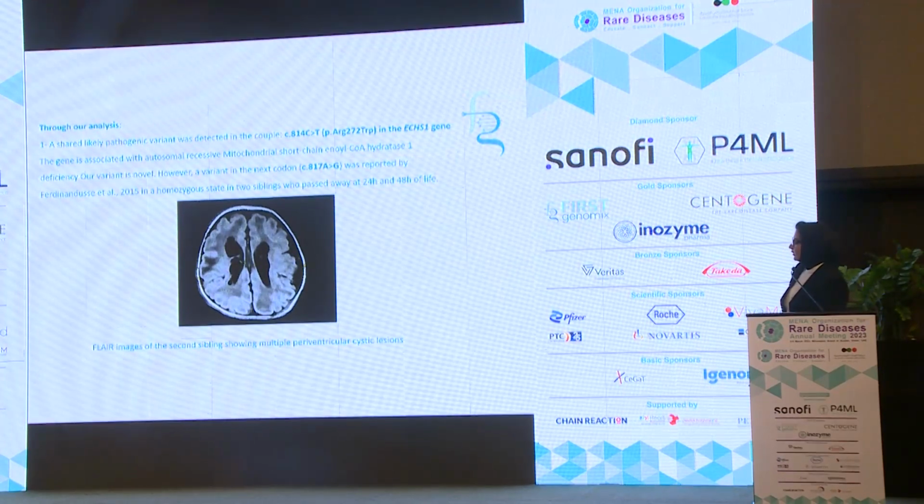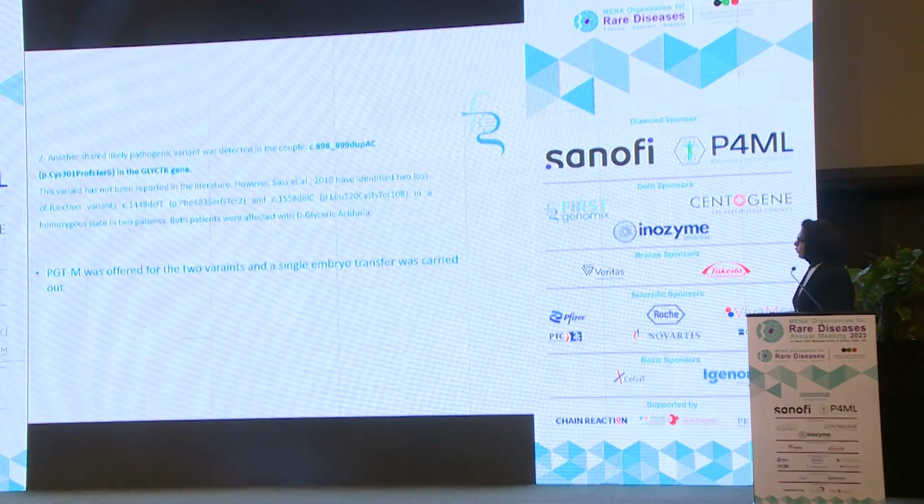we were approaching this case as this variant is likely to be the cause of the condition. But in addition to that, we also detected a likely pathogenic variant in the GLYCTK gene, and it's a metabolic disorder, glyceric aciduria. Again, it's not reported, not well established, but there are two variants after this one, loss of function as well, and they were reported in affected patients. One of them died at the age of 3.5 years.